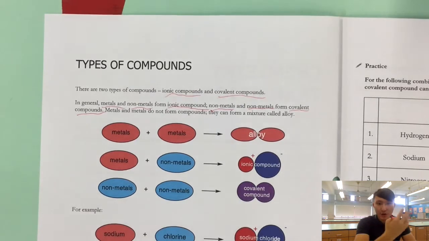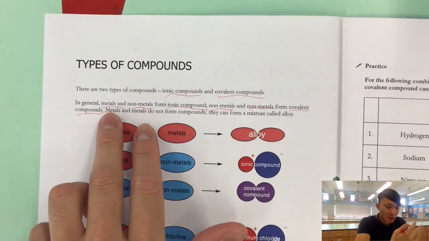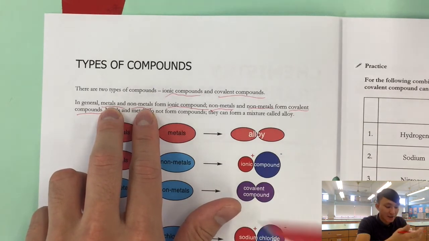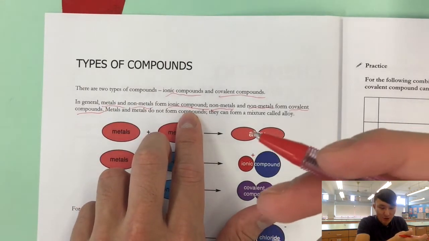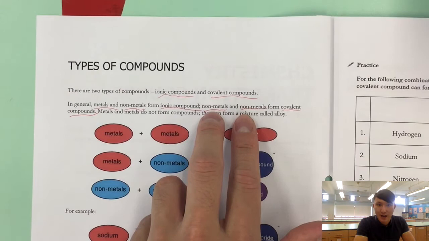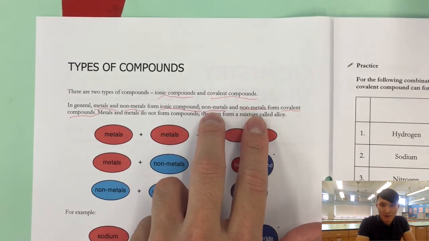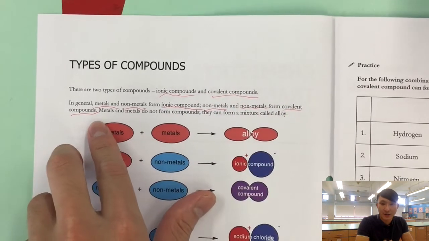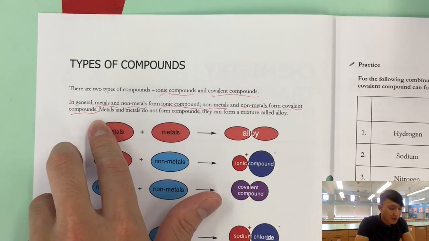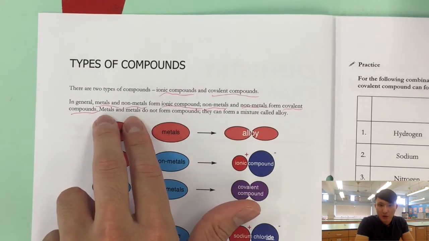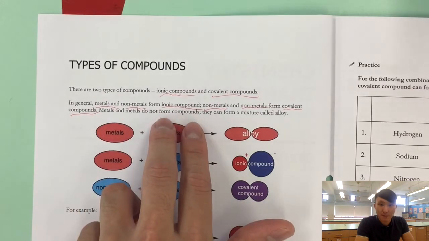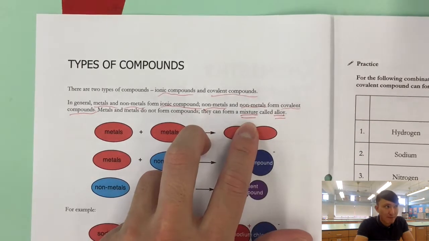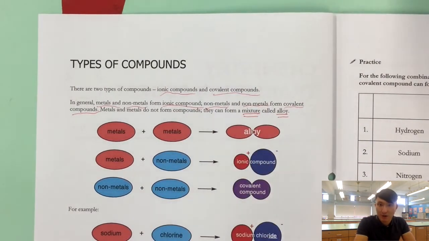For those elements that are metals, when they come across a nonmetal, they might form ionic compounds. If a nonmetal element comes across another nonmetal element, they are able to form covalent compounds. What about metal and metal? Well, metal and metal do not form compounds. Instead, they form a mixture called an alloy. Remember, a mixture is not a compound.